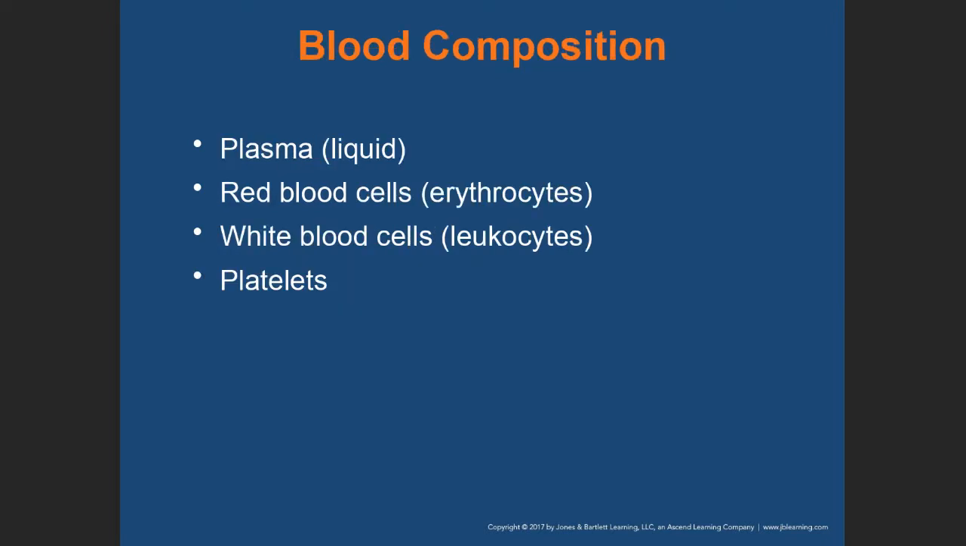We talked about the blood composition previously. So the blood is composed of plasma, that's the liquid portion that moves all of the components around. You have the red blood cells, or erythrocytes, which are specific to oxygenation. You have your white blood cells, which are specific to the infectious process in the body, inflammation, and immune response. And you have the platelets, which are important to clotting.